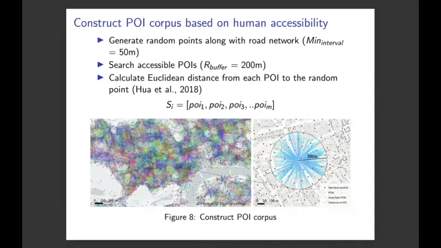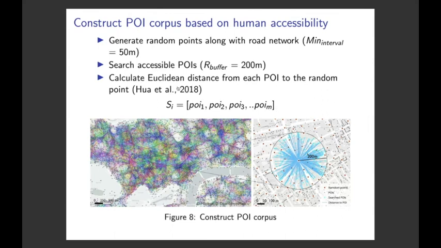So then for each random point, we search the accessible POIs. We set a buffer of around 200 meters, and then we calculate the Euclidean distance from the POIs to that random point. Based on this distance, we can sort the POIs in a certain area. We can get a POI sequence, like POI 1, 2, 3, up to M.